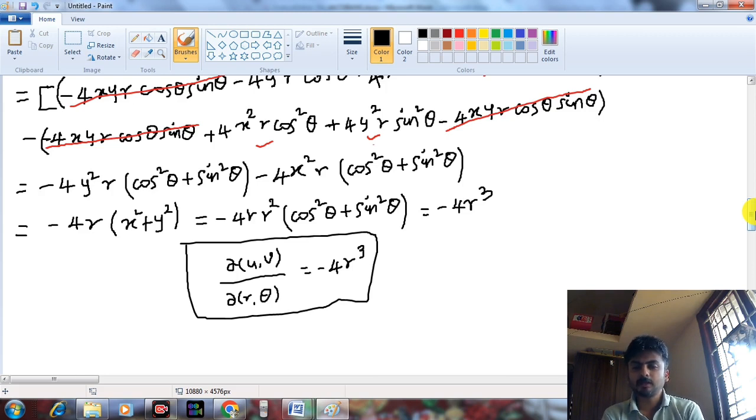In this problem we have seen how to apply the chain rule property of Jacobian to solve the transformation of variables for the function of dou u comma v divided by dou r comma theta, and we have verified it using direct substitution.